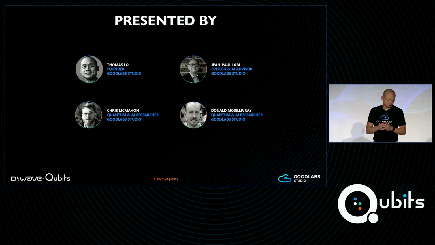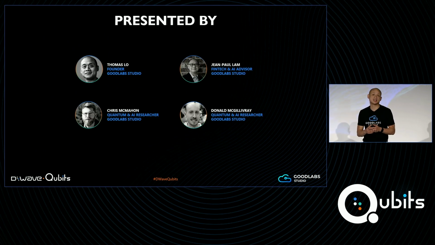And one of the things that we would like to do is really have a lot of fun solving big problems together. And today, I also brought in some of my team members to do the presentation for us. We have Jean-Paul Lam, JP, who is our special project advisor, specialized in machine learning in finance. We have Chris, our director of quantum and emerging technologies. And we also have Donald, our quantum algorithm researcher and developer.